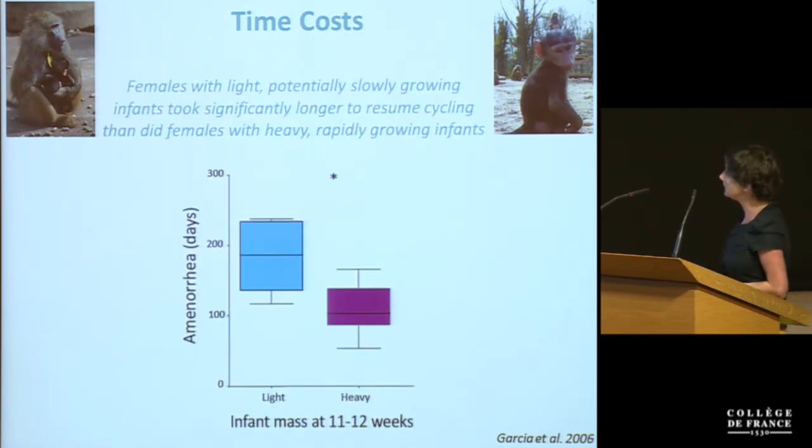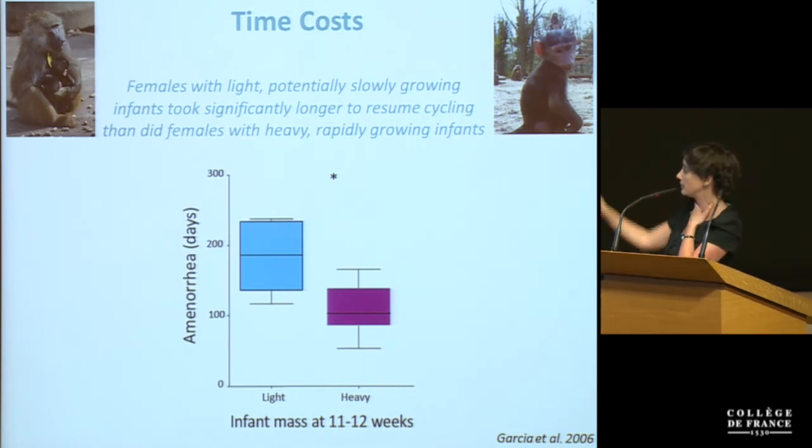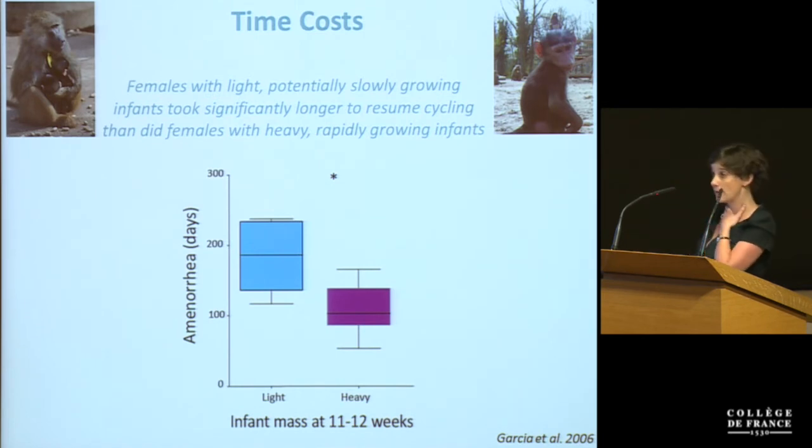Another example, it's still in baboons. You have the duration of amenorrhea and the infant mass at 11 to 12 weeks. And we showed that females with light, in blue here, and potentially slowly growing infants took significantly longer to resume cycling than did females with heavy and rapidly growing infants.